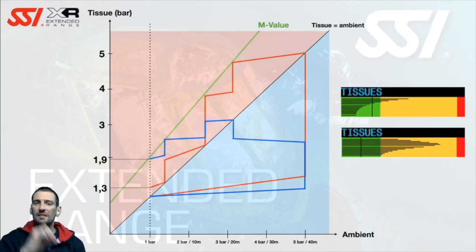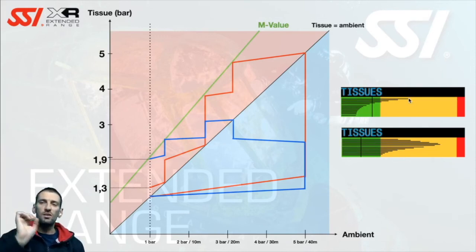And next time you do your decompression dives with your tissue, turn that screen on. Since some updates ago, that screen will never turn off. You can observe which tissues from the 16 Bühlmann tissue compartments are supersaturated at what level, and you can never exceed the red one.